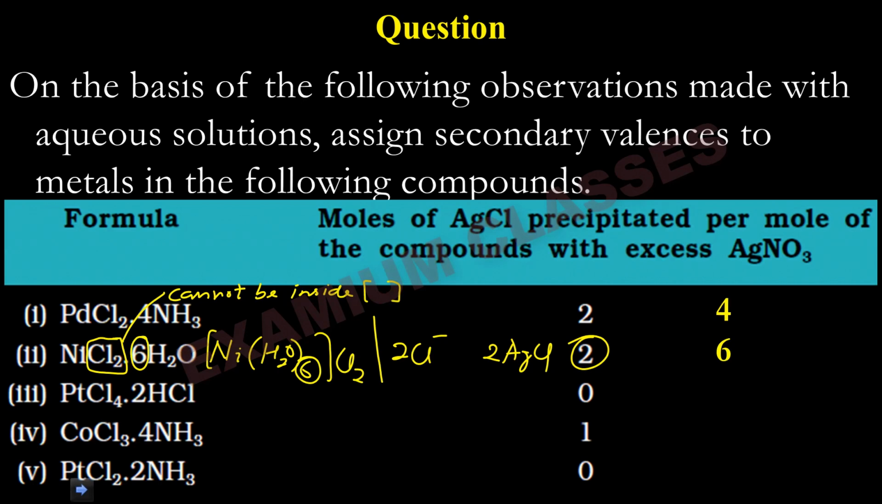Similarly, the next one, 0, no AgCl. It means it does not have any chlorines outside. So all these 4 chlorines are inside, all these 2 HCl inside. So all 6 inside, it means it will be 6. Similarly, next one, chlorine is outside, it means 2 chlorines inside, 4 NH3, 2 plus 4, again 6. Then PtCl2, no chlorine ionized, it means these 2 inside, this 2 inside, 4.